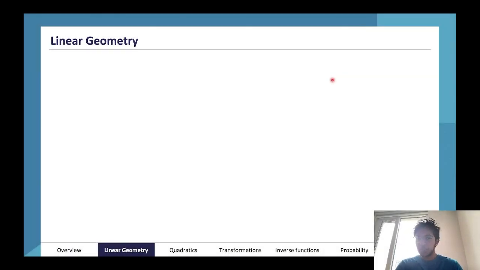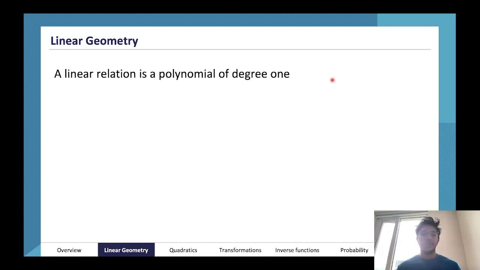Hopefully people know what linear geometry is. If not, that's perfectly fine. Linear geometry refers to straight lines, or a linear relation is a polynomial of degree 1. So what is a polynomial? A polynomial is when we have, like, x to the power 2, x to the power 3, x to the power 4. A linear relation is just something that's x to the power 1.